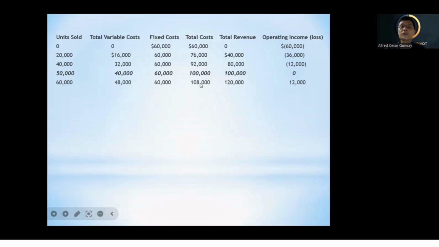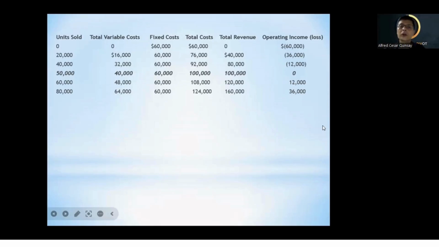So you can see here, at 108,000, the total cost is 48,000 plus 60,000, and then your total revenue is 120,000. That's 60,000 units times the price. So 120,000 less 108,000, that's $12,000. And at 80,000, you can see that they have really achieved.